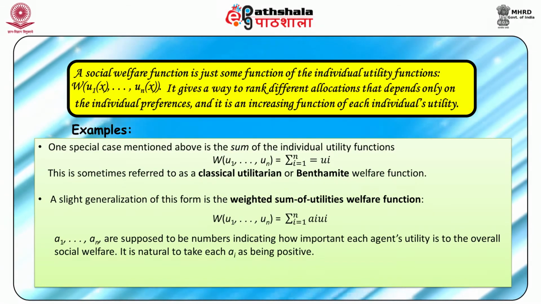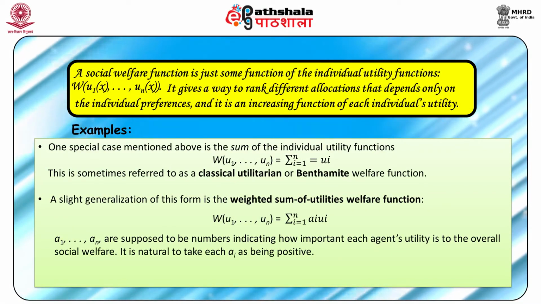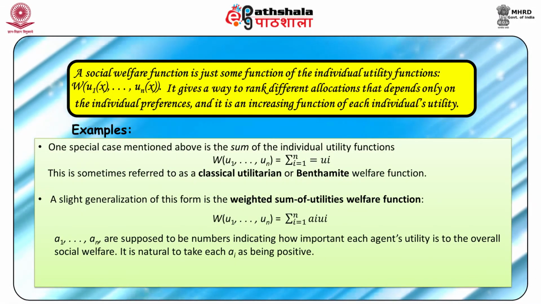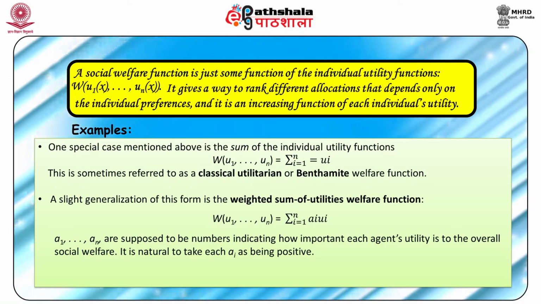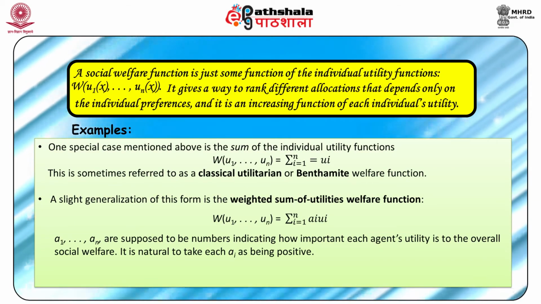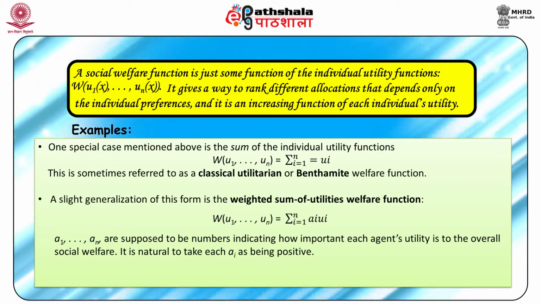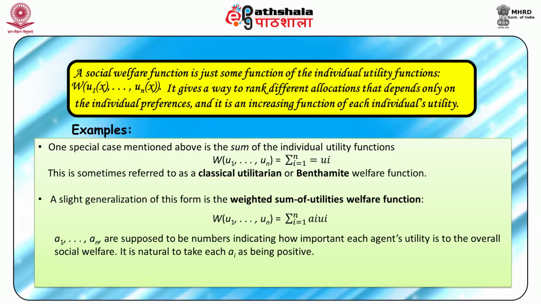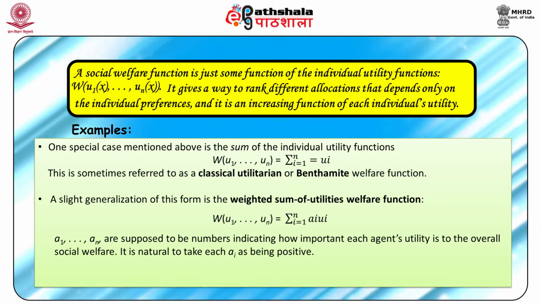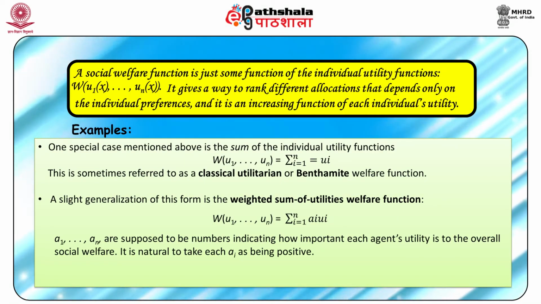This is sometimes referred to as a classical utilitarian or Benthamite welfare function. A slight generalization of this form is the weighted sum of utilities welfare function, given by W(u_1, ..., u_n) equal to the sum of a_i u_i for i equal to 1 to n. Here the weights a_1 to a_n are supposed to be numbers indicating how important each agent's utility is to the overall social welfare. It is natural to take each a_i as being positive.